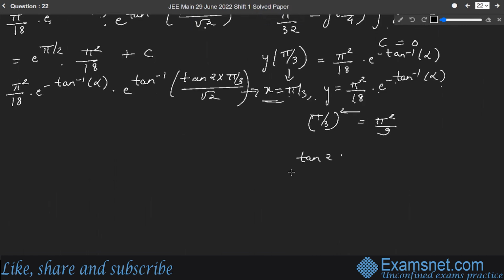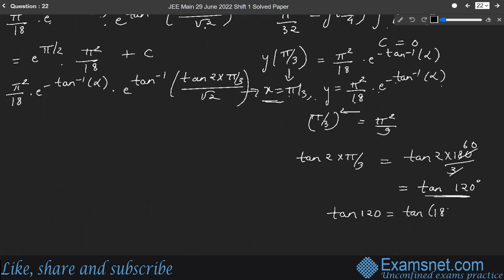Tan 2π/3 means tan(2 × 180/3), which is tan 120 degrees. Do you know the value of tan 120? No, right? But tan 120 can be written as tan(180 − 60). And we know the concept for tan(180 − θ): it is always equal to −tan θ. It means tan(180 − 60) will be equal to tan 60, but negative.